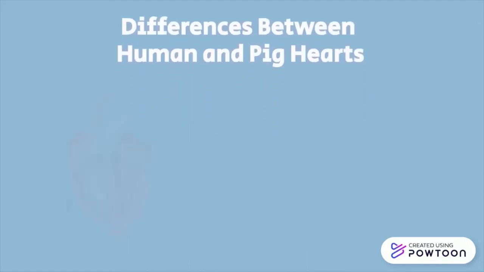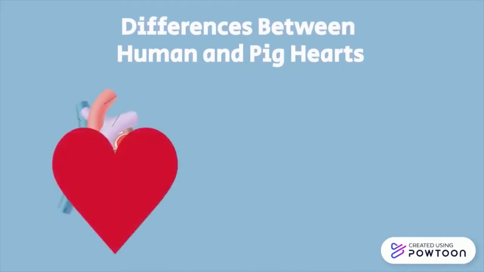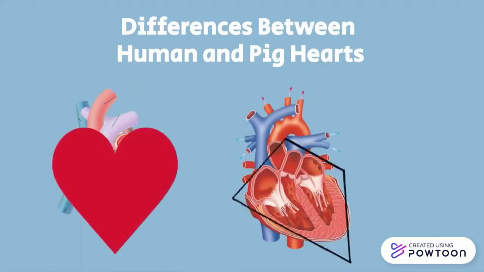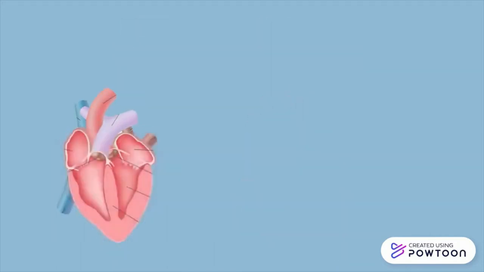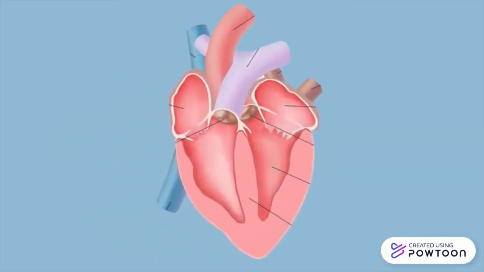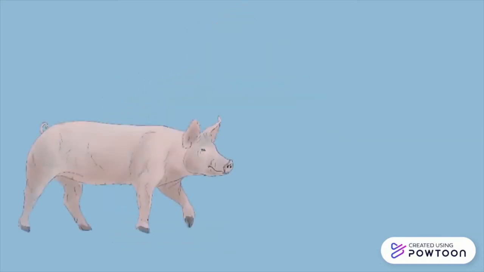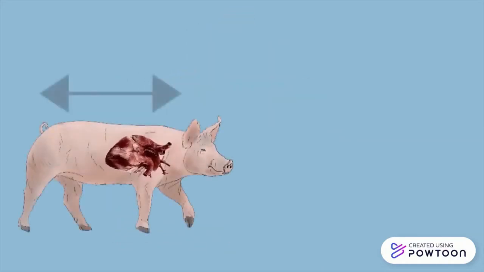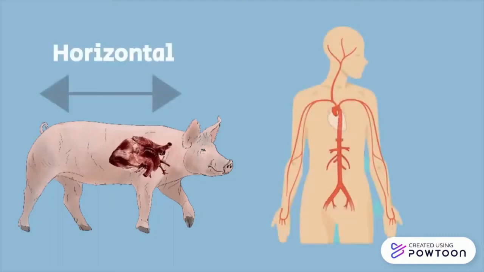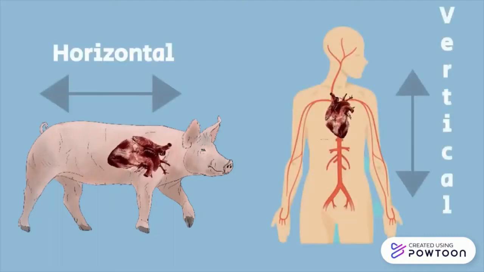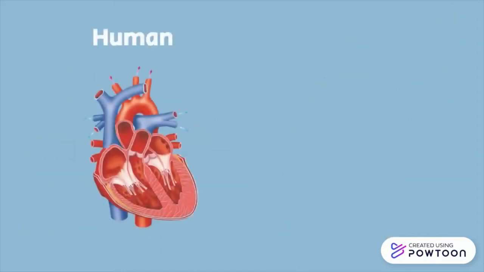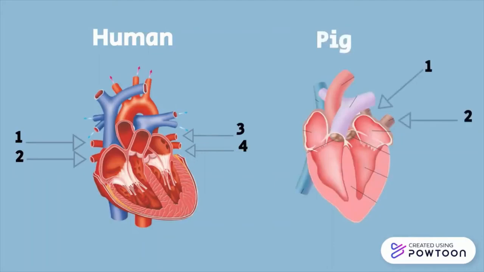For one, the shape of the pig heart is a typical Valentine heart shape, while the human heart is more of a trapezoidal shape. Pig hearts also tend to be larger than human hearts. Pigs are 4-legged animals, and the heart is used to pumping horizontally, whereas in humans who stand upright, the heart pumps vertically. Additionally, in humans, the left atrium receives 4 pulmonary veins, whereas in pigs it receives only 2 pulmonary veins.